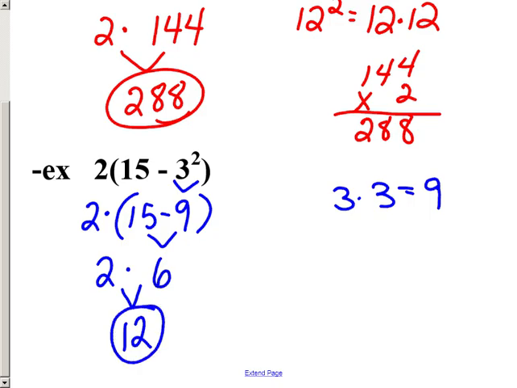That's a big, big difference. So notice on the first example, I got 288. On the second example, I got 12.